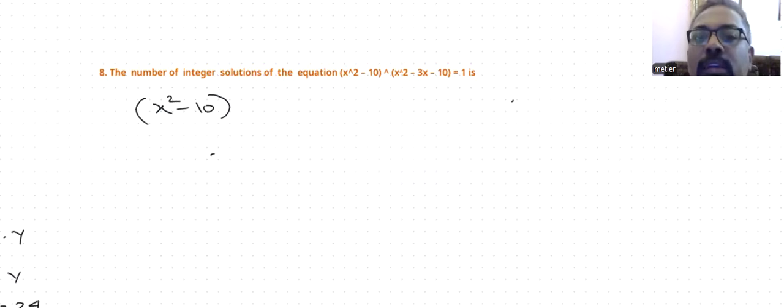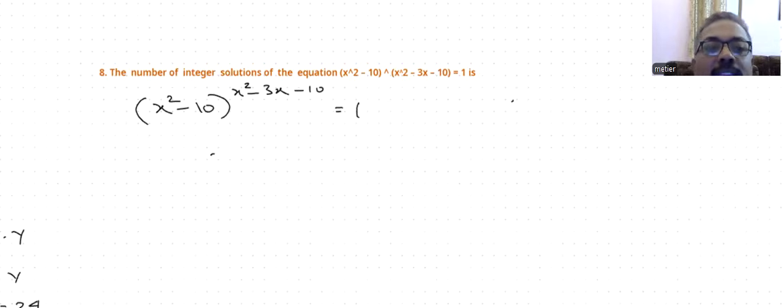So what we are getting: (x square minus 10) to the power (x square minus 3x minus 10) equal to 1. Now check it. We need the number of integral solutions. That's the beauty in the question, integral solution. Let's go with that. Right hand side is 1. In how many ways can you get 1? It is possible in 3 ways.